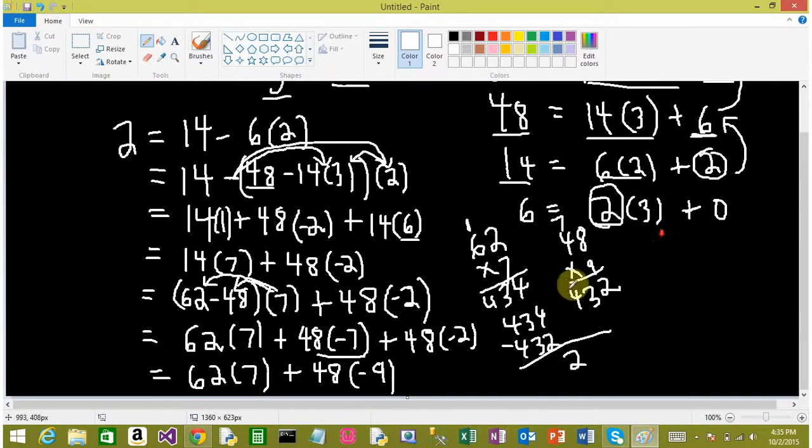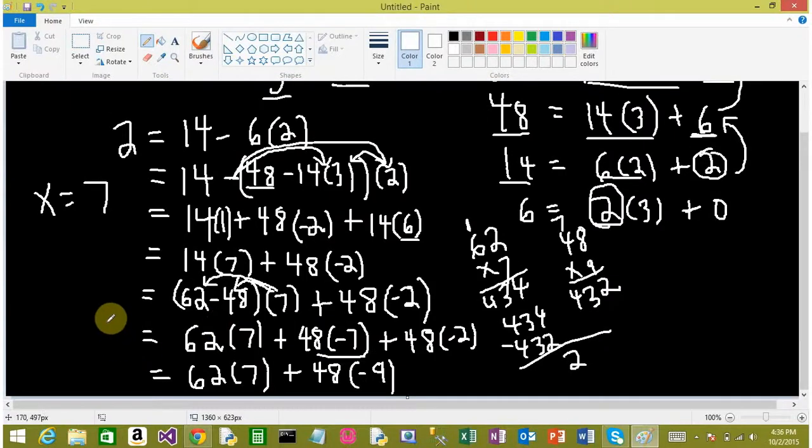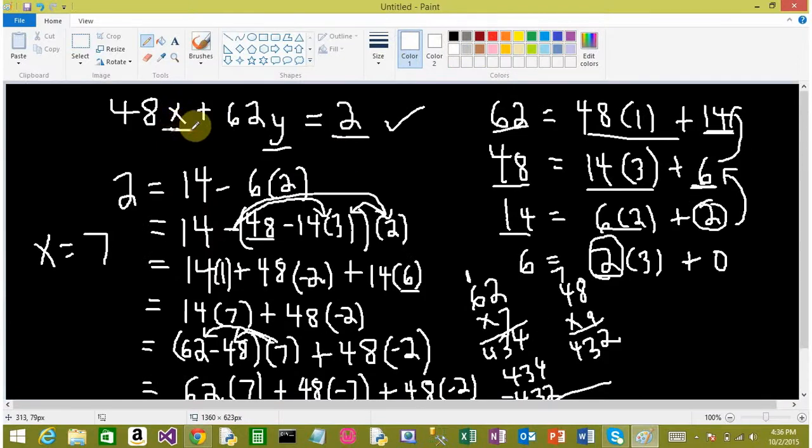All right. So we found our integer solutions. We found that x is equal to 7. Or actually, nope, we reversed these. Let me erase this here, because x is with the 48 and y is with the 62. So I'm going to delete that. Hang on just a second, guys.